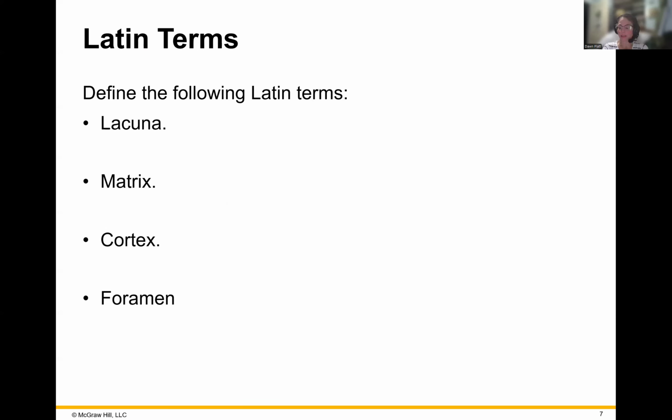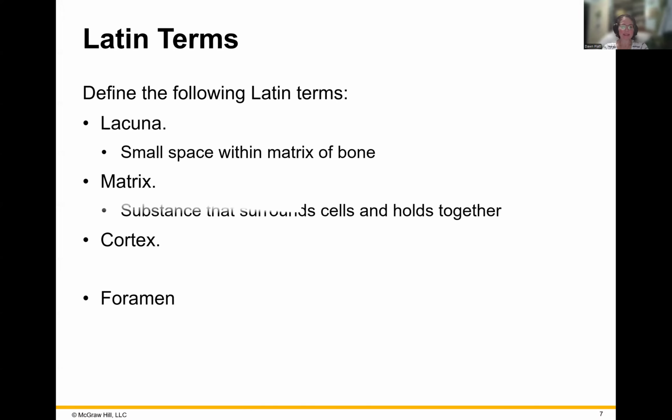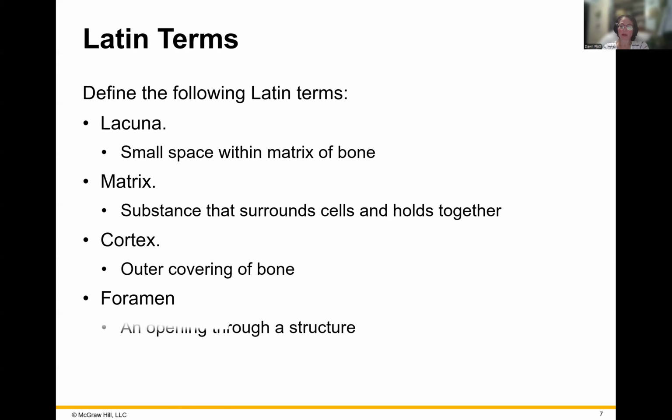Different parts of the actual bone. So we have a term lacuna. We have the matrix, cortex, and then foramen, or sometimes people call it foramen.